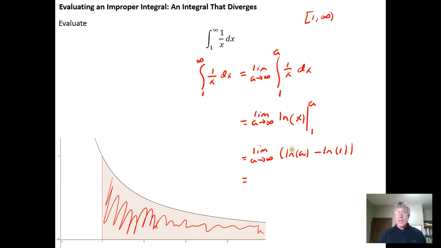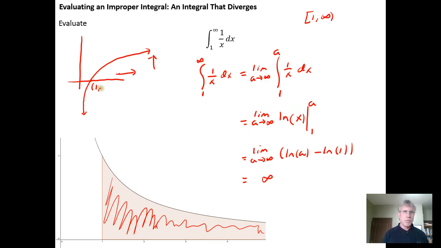And what we want to think about is, what is the limit as a goes to infinity of the natural log of a? And we want to remember that the natural log function sweeps up along the y-axis. The y-axis is a vertical asymptote. It sweeps up and it goes like this, and it slowly goes off to infinity. So as x goes to infinity, the natural log of x goes to infinity. So we wind up getting infinity right here. Infinity minus the natural log of 1 is 0. We input 1, we get 0.